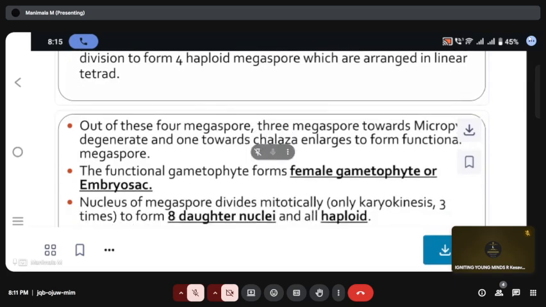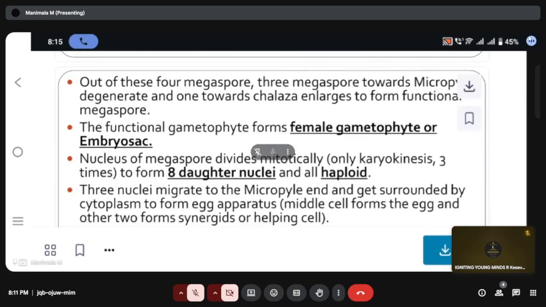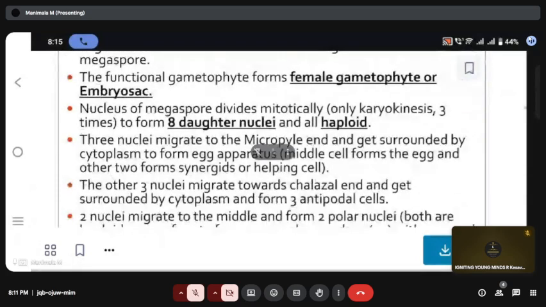Okay, so the functional female gametophyte is the embryo sac. The nucleus of the megaspore divides again mitotically, only karyokinesis, giving 8 daughter nuclei, all haploid. Three nuclei migrate to the micropylar end, surrounded by cytoplasm, to form the egg apparatus. And three will move towards the chalazal region, that is the antipodal cells.